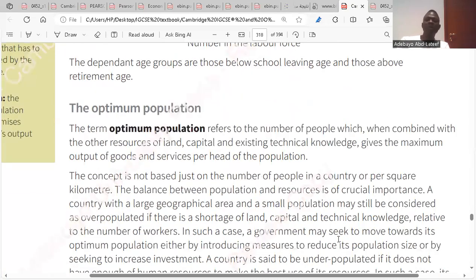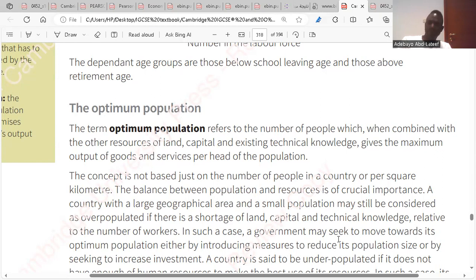So we have the optimum population. The term optimum population refers to the number of people which, when combined with the other resources of land, capital, and existing technical knowledge, gives the maximum output of goods and services per head of the population. We have overpopulation, underpopulation, and optimum population. Optimum means that the available resources are enough for the population. That is optimal.